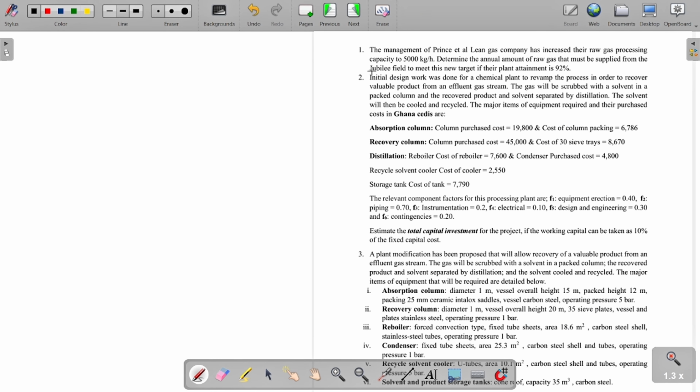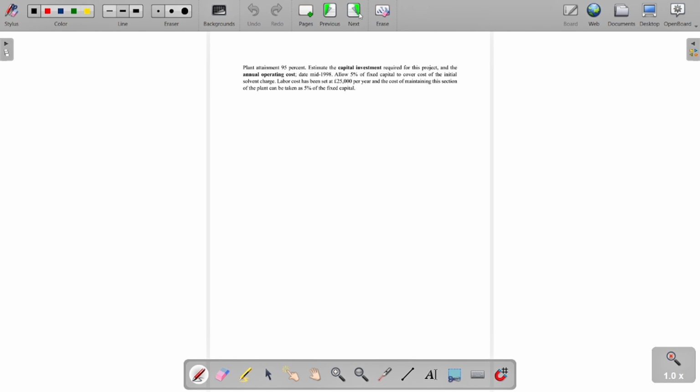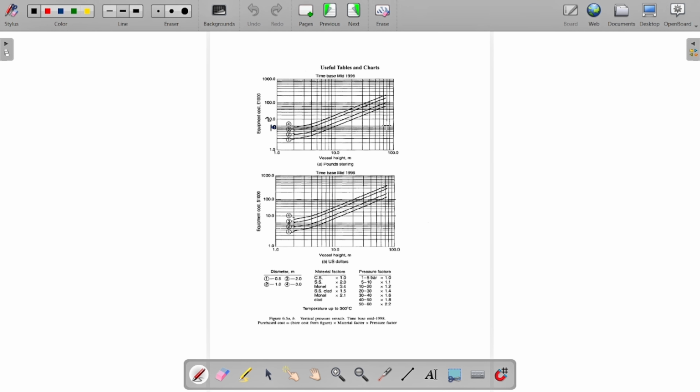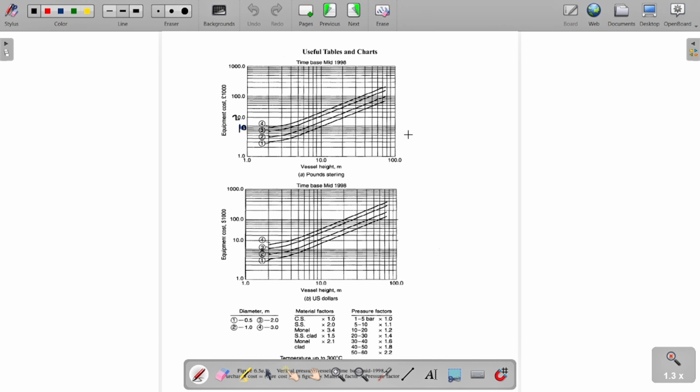Then a distillation column, right? For distillation, you can have a reboiler, the cost of a reboiler, and you can also have a recycle solvent cooler. They all have a way to estimate the cost, even the tanks, right? If you can see this graph, this graph is for the vessel. If you have an absorption column and those columns, we use this vessel. So you use the vessel height against the diameter.